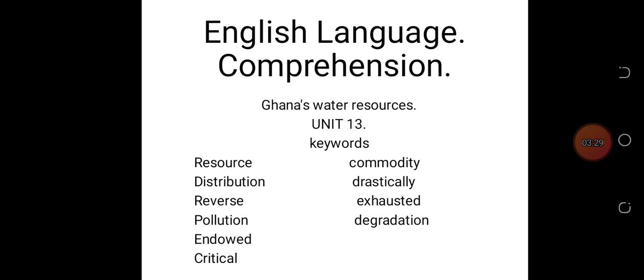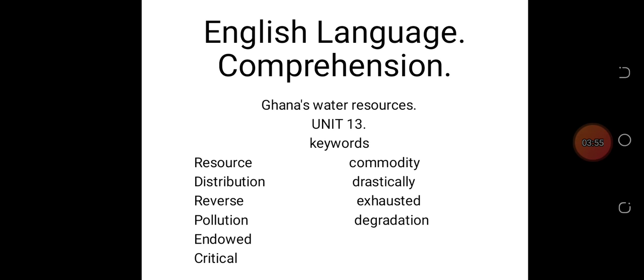So what are the challenges we have with these words? It will be prudent for us to get the meaning of these words so that it will make the passage easier for us to understand. So when we look at the word resource, what comes to mind?